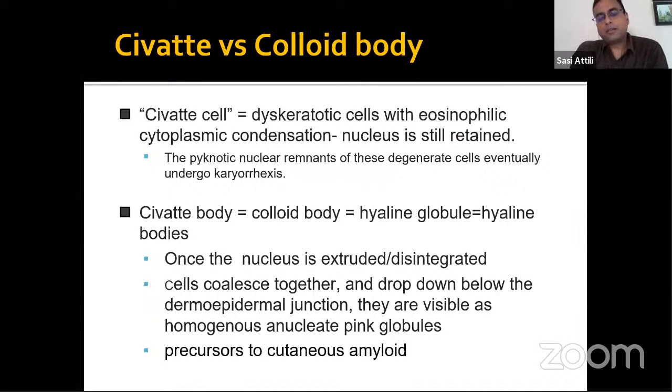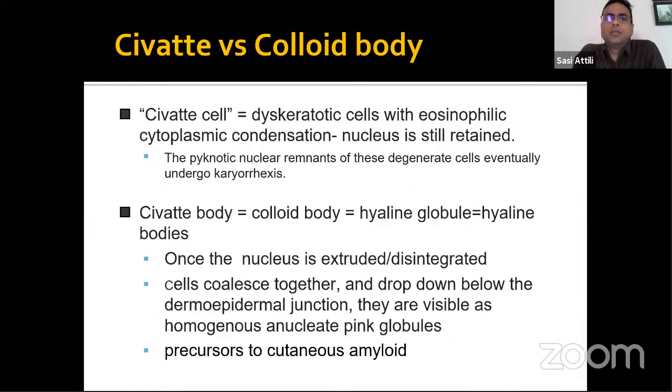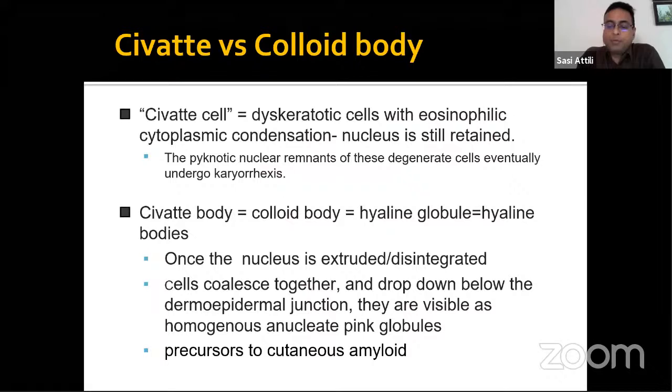Now, you might wonder, what is the difference between this and cutaneous amyloid? In cutaneous amyloidosis, the eosinophilic pink globules are also found by destruction of the epidermal keratinocytes. So in fact, both are the same. There was an electron microscopic study done way back in the 1970s. There's a paper by, I can't remember the author now, I should have referenced it here. They researched it and proved that these colloid bodies are precursors to the development of cutaneous amyloid. So they are a type of amyloidosis.